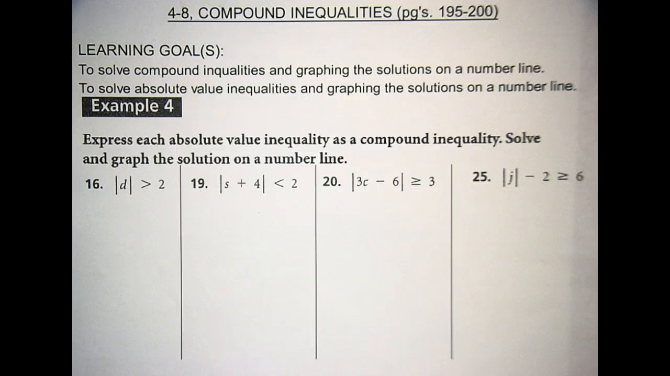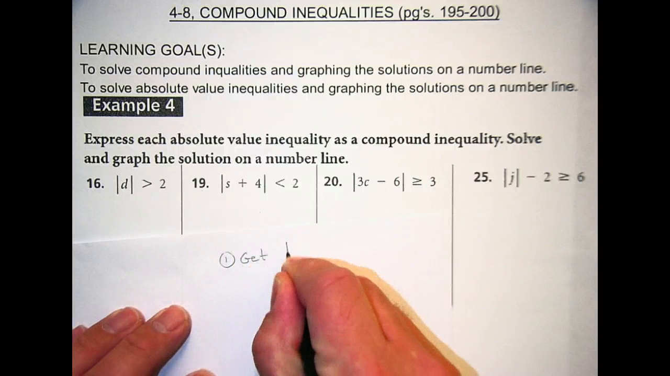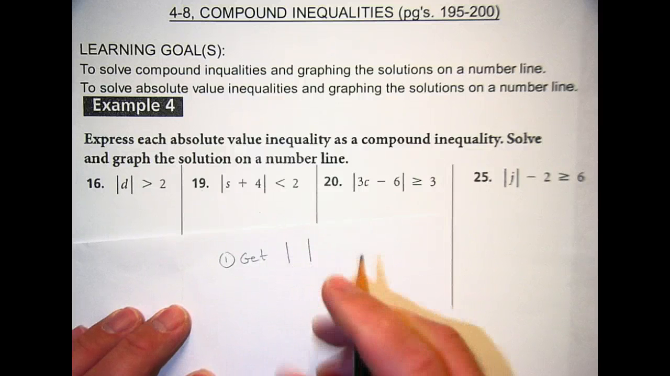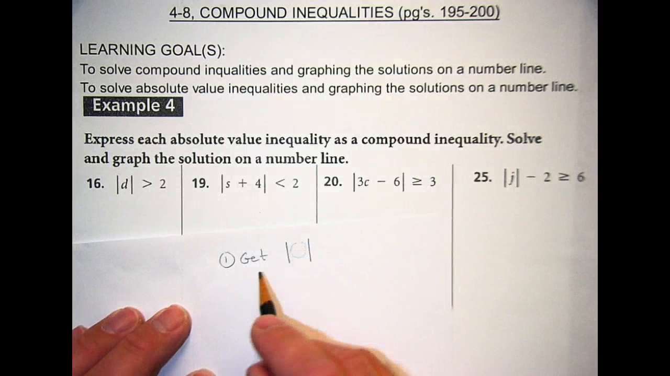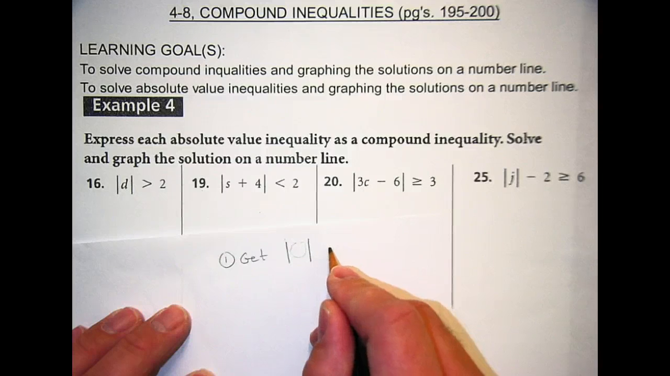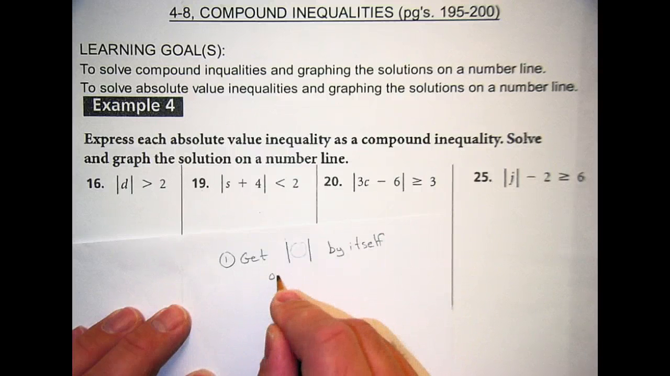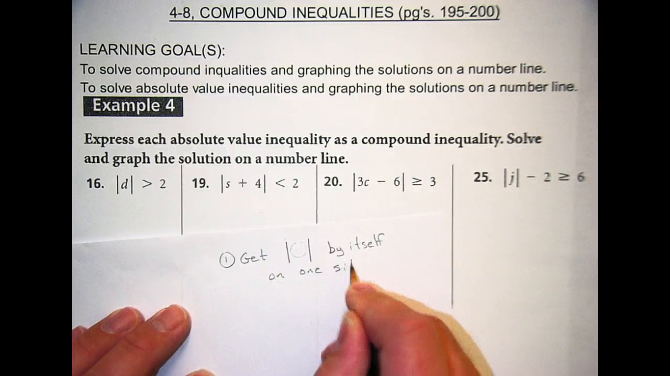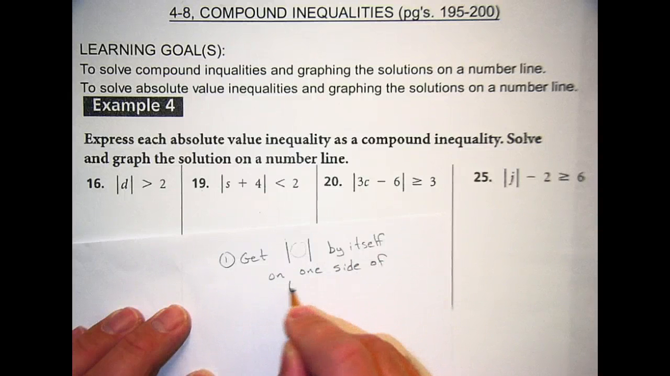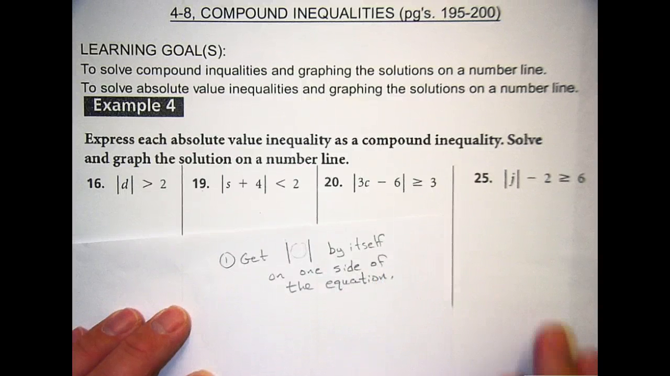All right. So if you're making yourself just some notes, number 1, get the absolute value alone. When I say get the absolute value alone, I mean get these symbols and what's inside them. There could be a whole bunch of stuff inside, but get the symbols by themselves on one side of the equation.